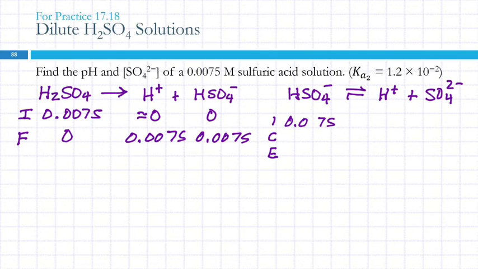It's a bad 0. What's the initial concentration of hydrogen? 0.0075. It isn't 0 because the acid ionized already, right? So now the concentration of hydrogen ion is not 0. How about the concentration of sulfate ion? 0. That's 0. Okay, so here we've got our ICE table. This is going to be minus x, plus x, plus x.